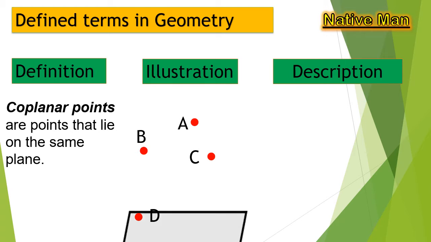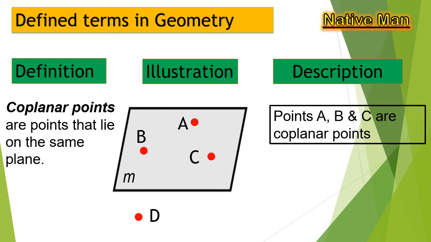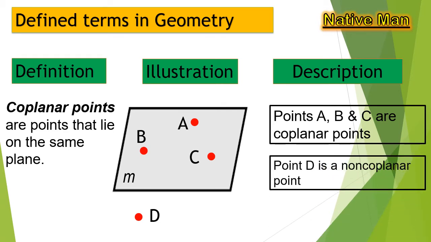Ano po? So, if this is the plane, yan. So, ang nasasakupan lang po ng plane ay yung ABC. So, therefore, points ABC are coplanar points. How about point D? Nasa labas na po siya. So, ang tawag po sa kanya ay point D is non-coplanar point. So, yan po ang ibig sabihin ng coplanar points. Points po na nasa loob ng plane. Yung nasa labas po, ang tawag po sa kanya ay non-coplanar point.